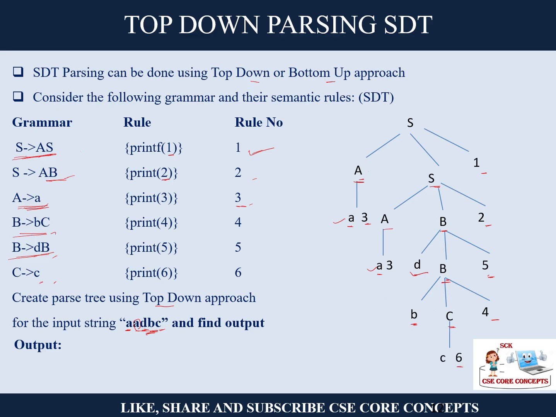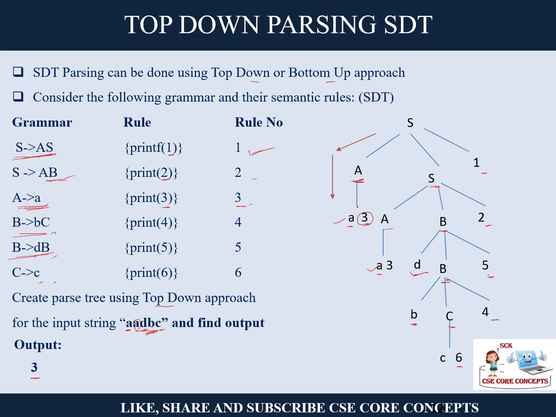Right. Now I want to see the output. So for output you can traverse in the same way as the top-down approach. Let's start with the left terminal. So the left terminal A is there. So we come here. You have to apply rule 3. What does rule 3 say? Let's check. Print 3. The first element which will be printed is 3.